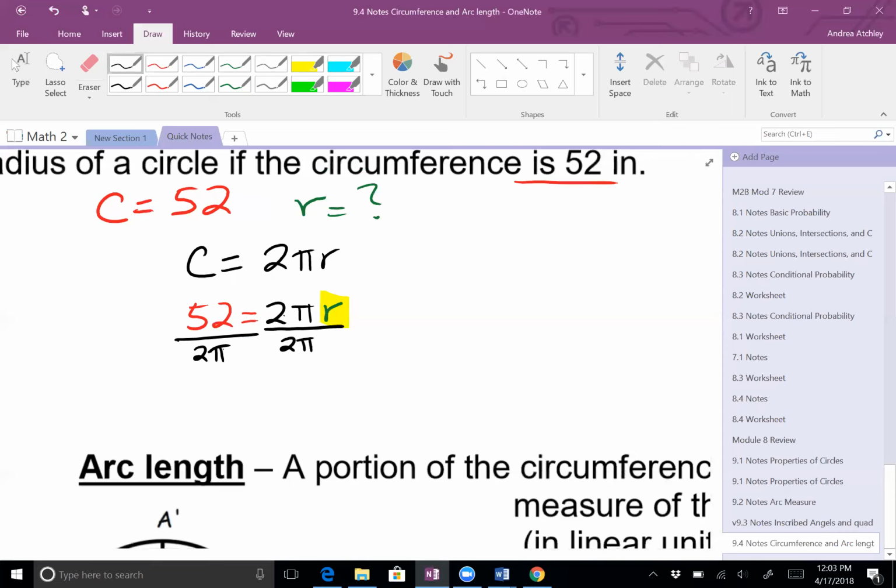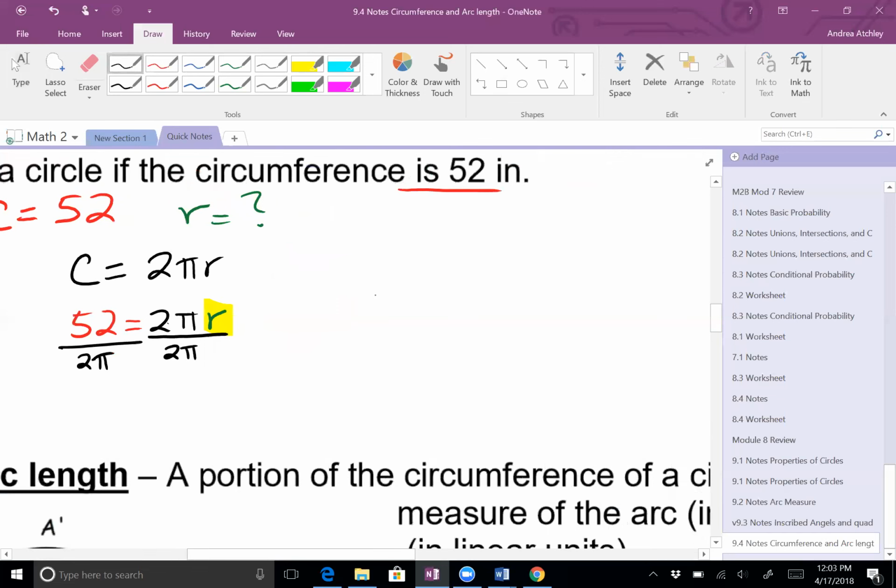What did you guys get? Does that make sense? How can the radius be longer than the circumference? It can't. Okay, so we need to make sure we plug this into our calculator correctly because it's not dividing well for us. When you plug this into your calculator, you need to put 52. Sorry, let me erase that because that's not what it's going to look like. It's going to be 52 divided by parentheses 2 pi.